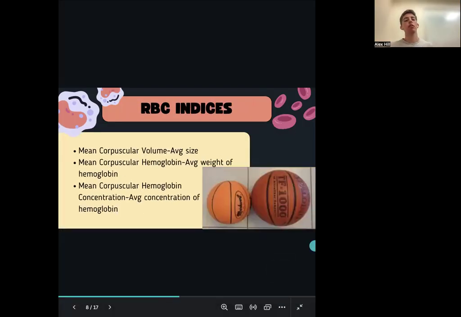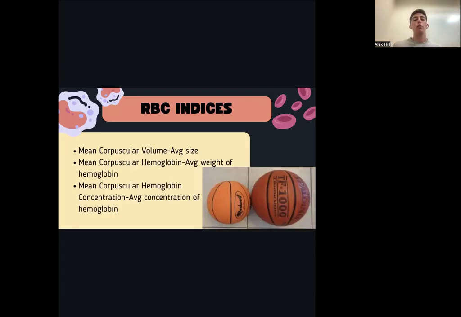Okay, so this confused me when I took the class, and so I have a little analogy. Hope that this doesn't just make you more confused. If it does, then ignore it entirely. So there's three different indices for red blood cells. Mean corpuscular volume is the size of the red blood cell. And mean corpuscular hemoglobin is the average weight of the hemoglobin in that red blood cell. And then mean corpuscular hemoglobin concentration is the average concentration of hemoglobin.